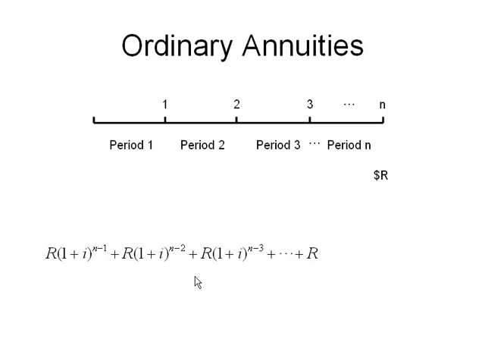So what I have here is my geometric series. I'll have R, and then R(1 plus i), and then R(1 plus i) squared. I'll continue doing this until I get all the way up to R(1 plus i) to the n minus 1.